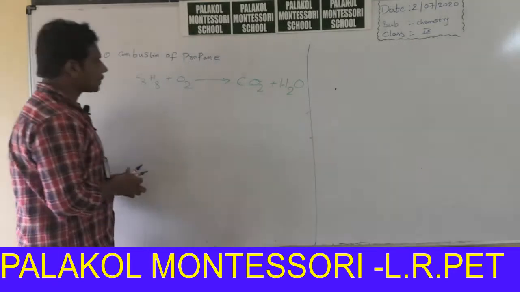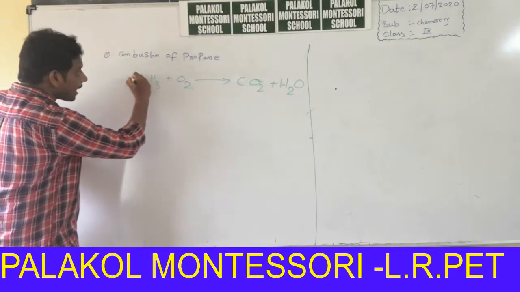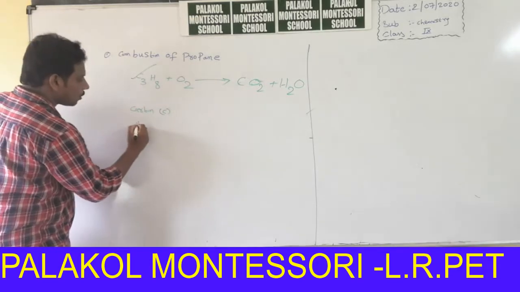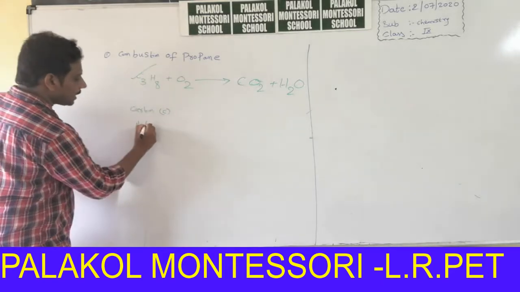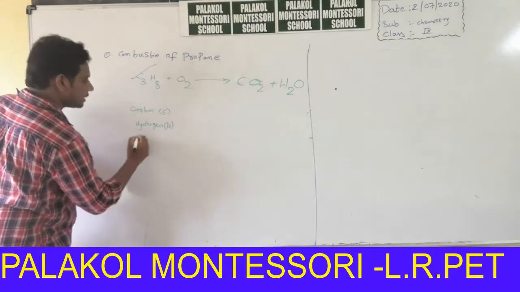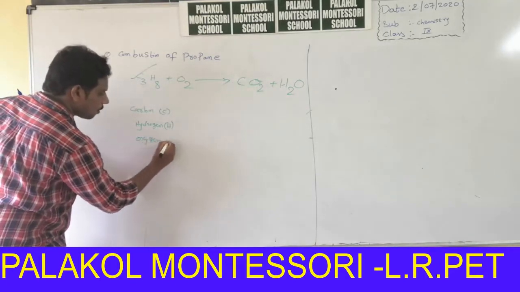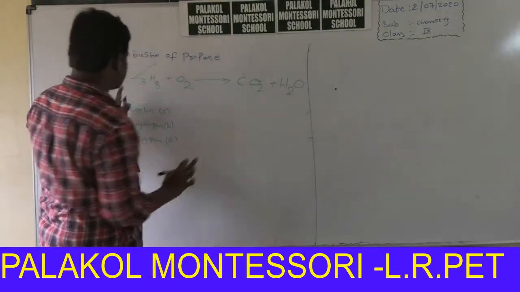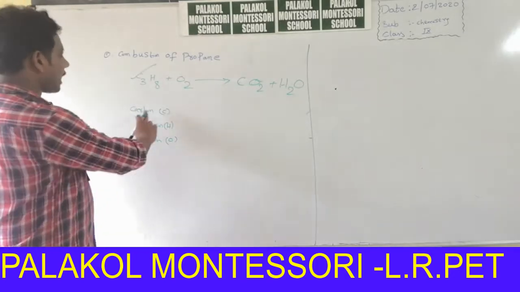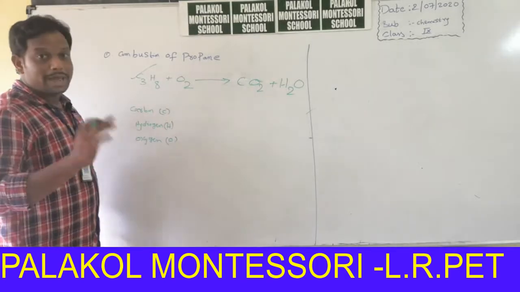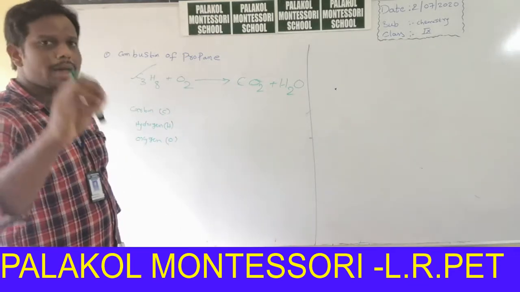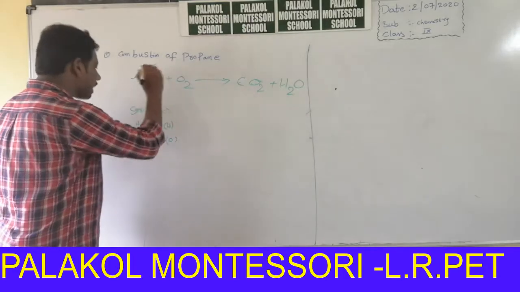In this reaction, which atoms are there? Carbon, that means C. Hydrogen, H. Oxygen, O. So this equation involves 3 different elements: carbon, hydrogen, oxygen. First I will balance carbon atoms, as you wish. If you are interested, you can balance hydrogen first. First I will balance carbon atoms.